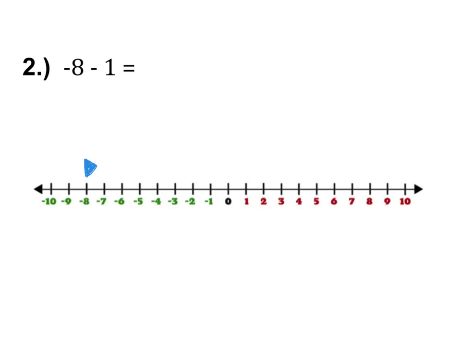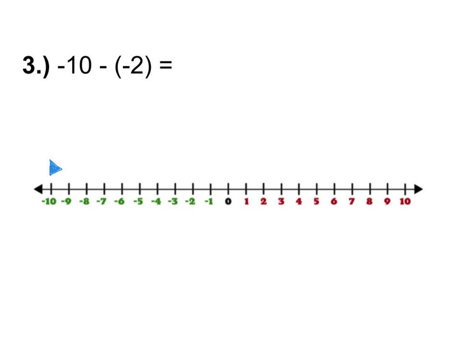For this next example, I'm starting at -8. Even though it's a negative number, I always start facing the positive direction. So I am at -8 facing the positive direction. Then I see a subtract sign, so I'm going to flip in the opposite direction, facing the negatives. And then I'm going to move forward in the negative direction 1 space. My final answer is -9.